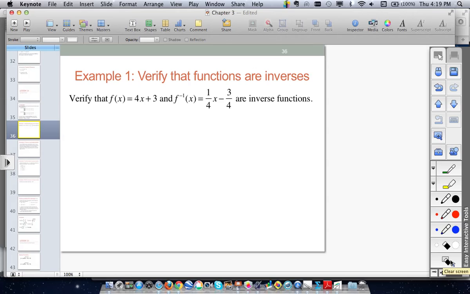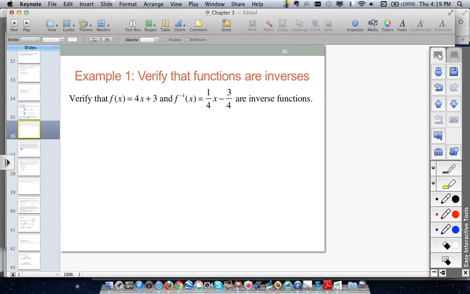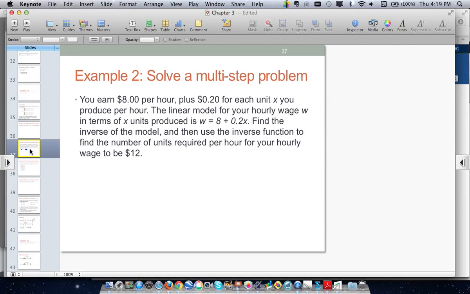Alright, let's take a look at our next example. Solving word problems. You earn $8 per hour plus 20 cents for each unit X you produce per hour. The linear model for your hourly wage, W, in terms of X units produced is W is equal to 8 plus 2/10 X. Find the inverse of the model, then use the inverse function to find the number of units required per hour for your hourly wage to be $12.